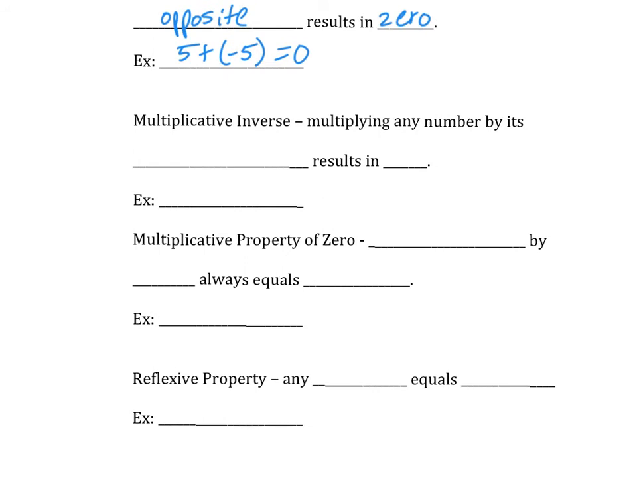Then we also have the multiplicative inverse. We can't just multiply by the opposite. That wouldn't give us 1, which is really what we were looking for. But we multiply by the inverse. And this is something that we do with fractions, right? So think reciprocal. Multiplying by the inverse or reciprocal results in 1. For example, 3 times 1/3 equals 1, or 1/2 times 2 equals 1.